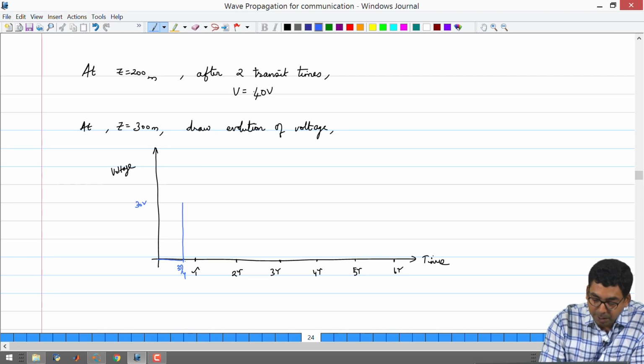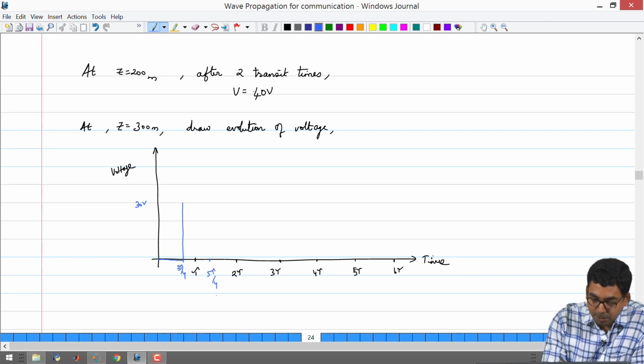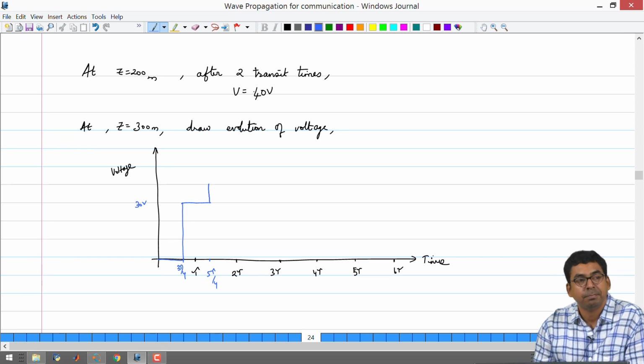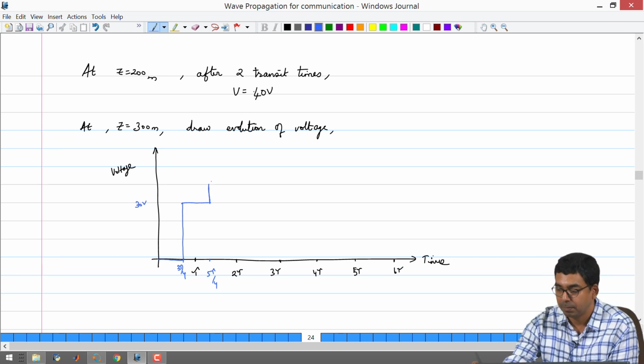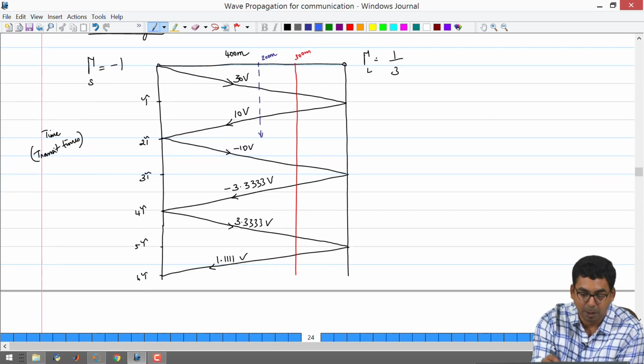So, that is going to be 5 tau by 4, all right. So, till that place your voltage is going to remain fixed at 30 volts, and then at that point it is going to spike to 40 volts. Okay. And then it remains as such for a while, all right.